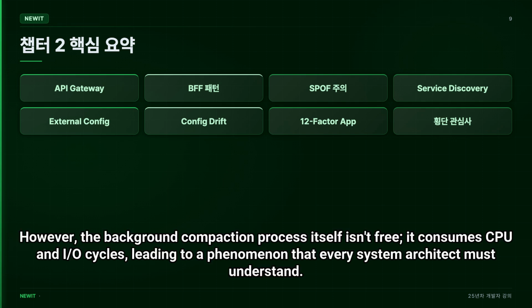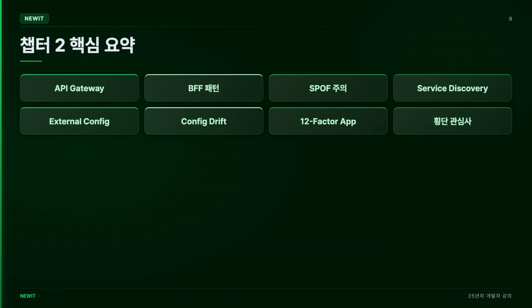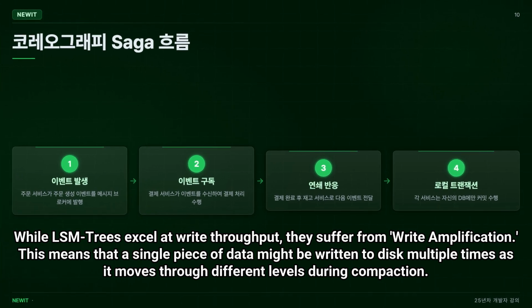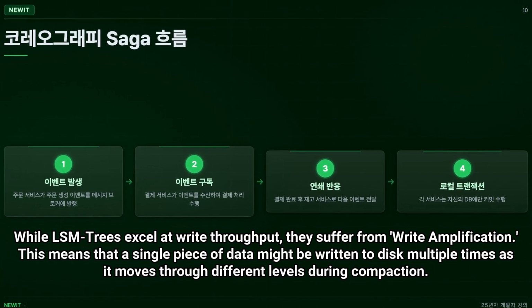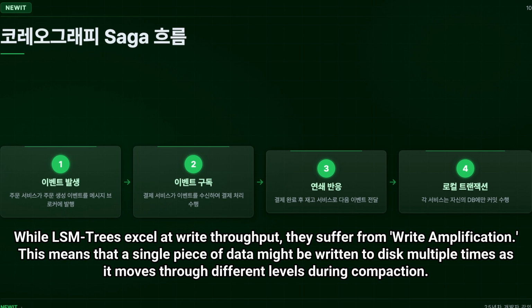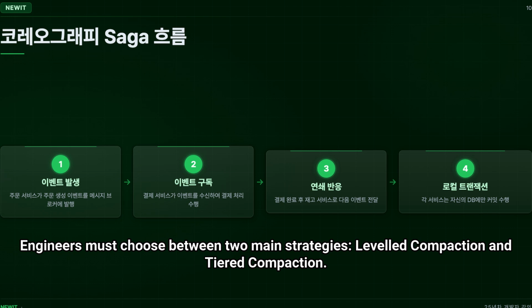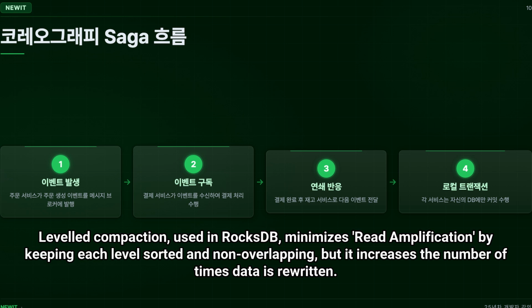However, the background compaction process itself isn't free. It consumes CPU and I/O cycles, leading to a phenomenon that every system architect must understand. While LSM trees excel at write throughput, they suffer from write amplification. This means that a single piece of data might be written to disk multiple times as it moves through different levels during compaction. Engineers must choose between two main strategies: leveled compaction and tiered compaction. Leveled compaction, used in RocksDB, minimizes read amplification by keeping each level sorted and non-overlapping, but increases the number of times data is rewritten.